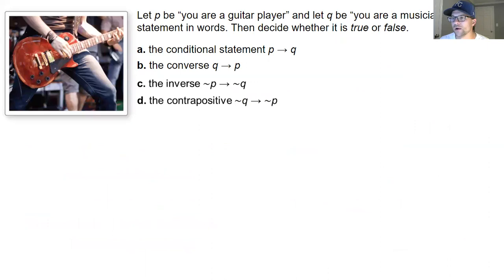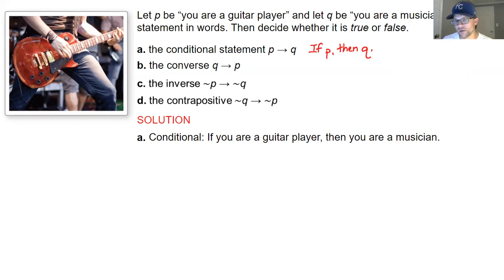In this example we're going to walk through assuming that P is the phrase you are a guitar player and Q is the phrase you are a musician. We are going to write each statement of those P then Q's using our new words, then determine whether it is true or false. First we write the original conditional statement, if P then Q, replacing P with you are a guitar player and Q with you are a musician: if you are a guitar player, then you are a musician.